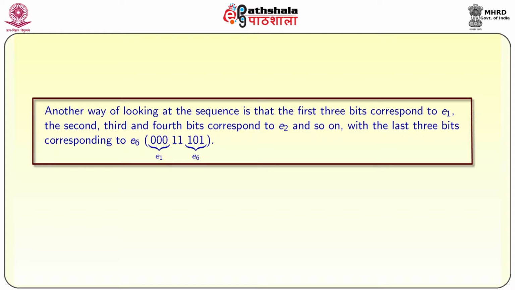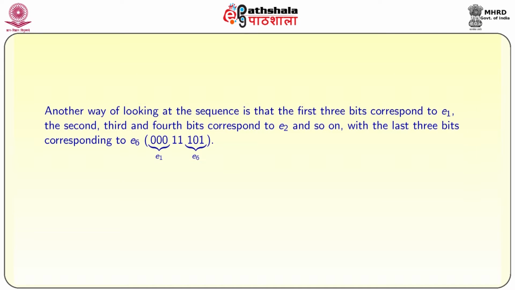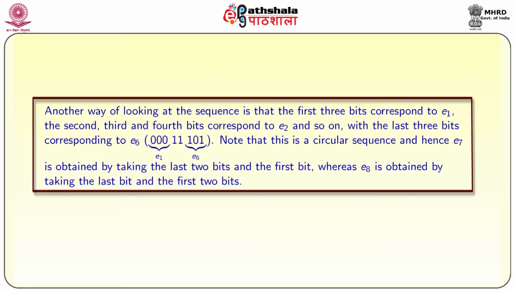Another way to look at the sequence is that the first 3 bits correspond to E1, the second, third and fourth bits correspond to E2 and so on. The last 3 bits correspond to E6, and again we need to go in a circular way, that is, E1 is 0 0 0 and E2 is 0 0 1 and so on. Note that this is a circular sequence, hence E7 is obtained by taking the last 2 bits and the first bit, and E8 is obtained by taking the last bit and the first 2 bits.